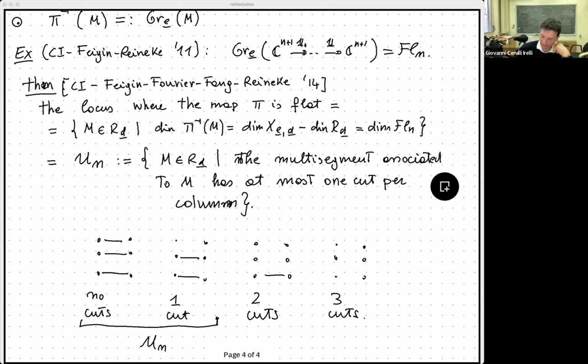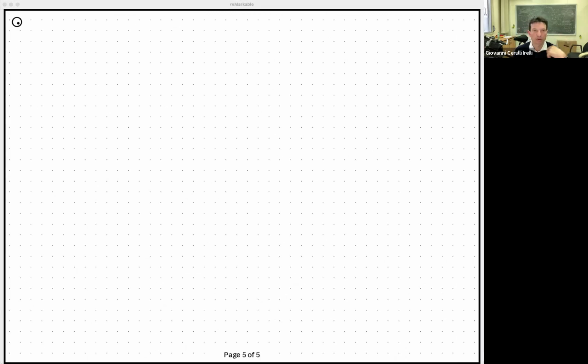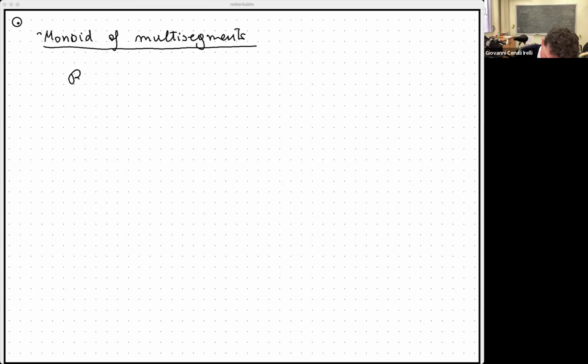Okay, and now, yes. So as I said, what we want to do is to give to the set of multisegments of weight D the structure of a monoid, and this we do. So let me just, okay. So we take the monoid of multisegments. So we take R to be the set of multisegments, R_n, multisegments of weight D.